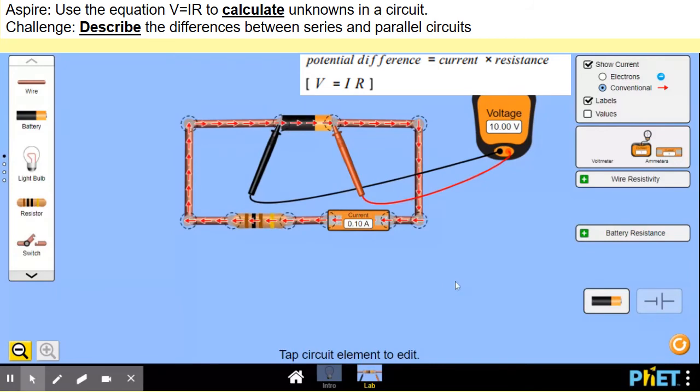So the equation's V equals I times R. We know the potential difference, it's 10 volts. We know the current, it's 0.1 amps. So we can find the resistance. If you've remembered the equation of resistance equals potential difference over current, it's dead easy. So you're going to do, right, the resistance is going to be 10 divided by 0.1. So that gives you 100. So that will be 100 ohms. And you've done that question, no problem.